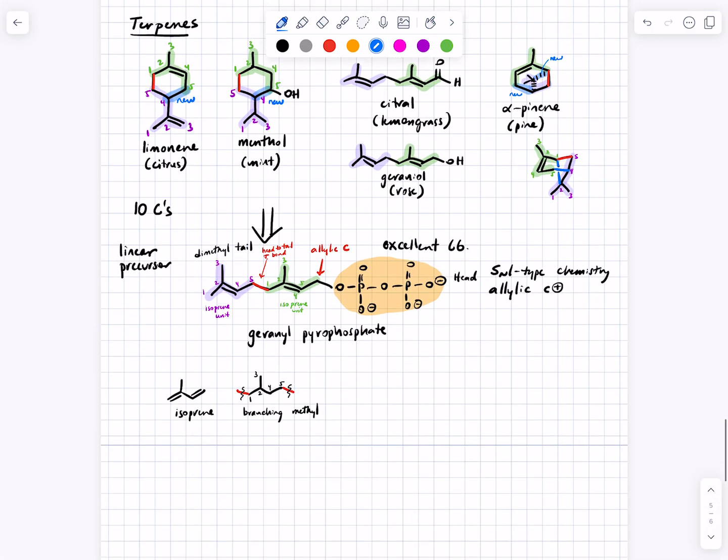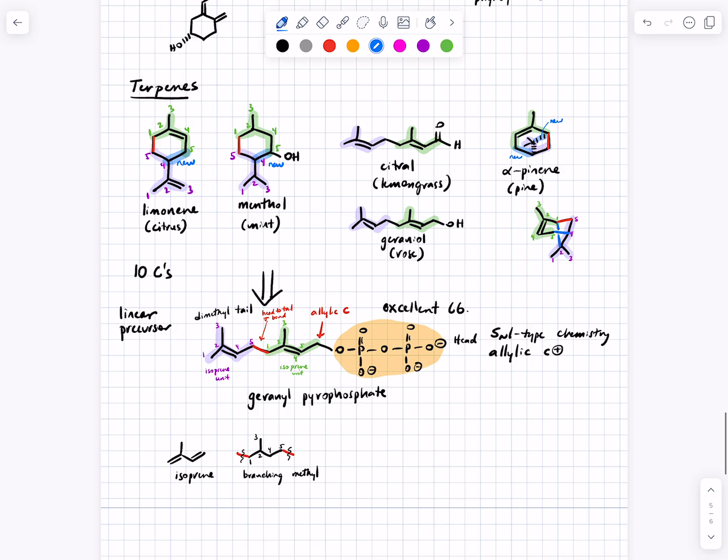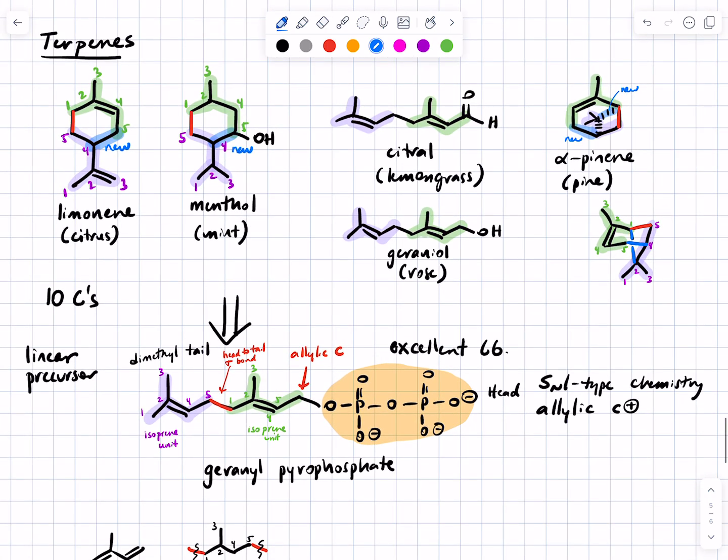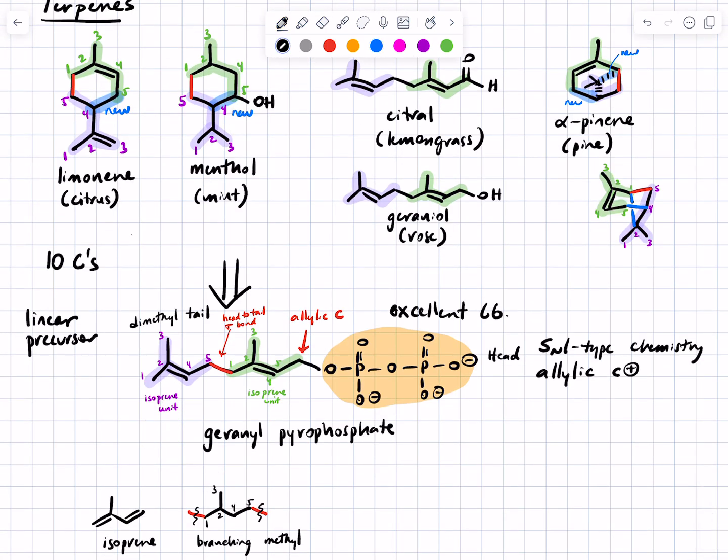So, I should point out that all of these 10 carbon pieces are called monoterpenes, even though they have 2 isoprene units. So a diterpene would have 4 isoprene units. A sesquiterpene would have 3 isoprene units, and so on. All right.